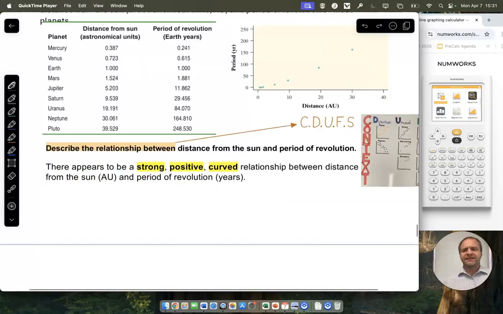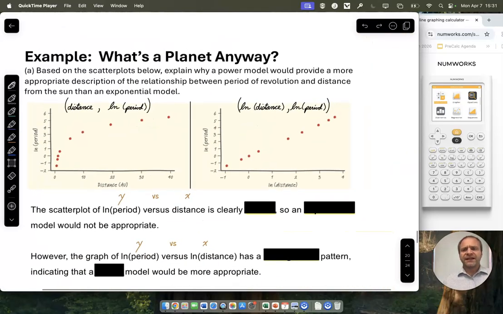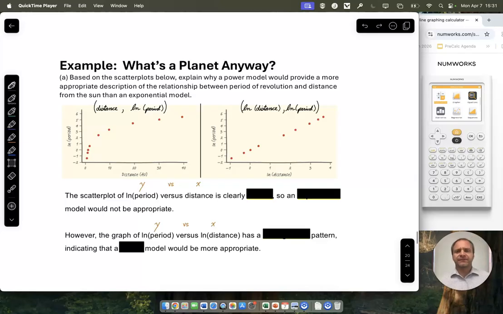So what do we have next in this case? Well, in this case, I have two different graphs for us. I have one where I have distance comma natural log of period, and the other I have natural log of distance comma natural log of period. These are two least squares regression scatter plots, transformed data.